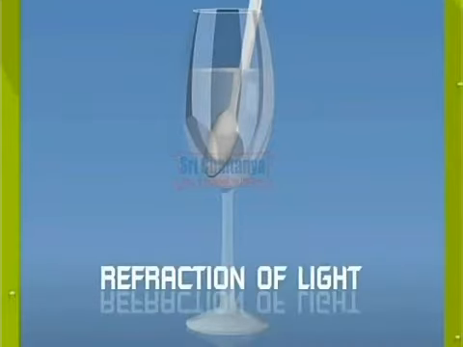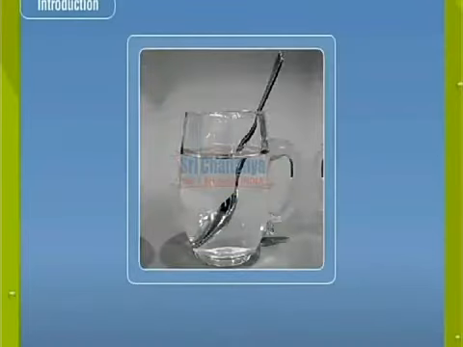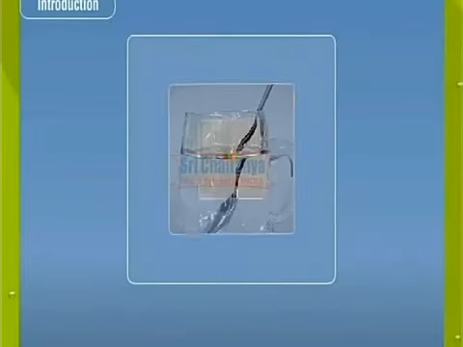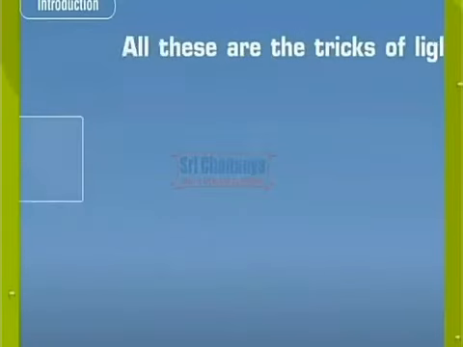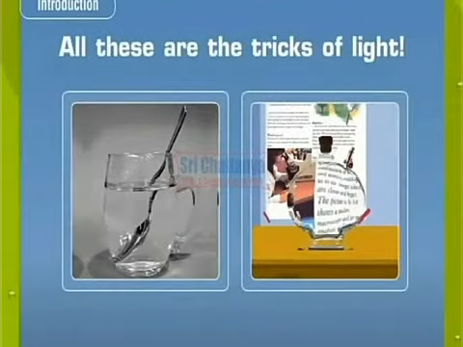Refraction of light. You would have probably noticed that a spoon placed in a glass of water looks bent at the surface of water when viewed obliquely. The print on a page appears to be raised when the book is held behind a glass bottle filled with water. All these are the tricks of light. We shall explore how a light ray travels from one optical medium into another.